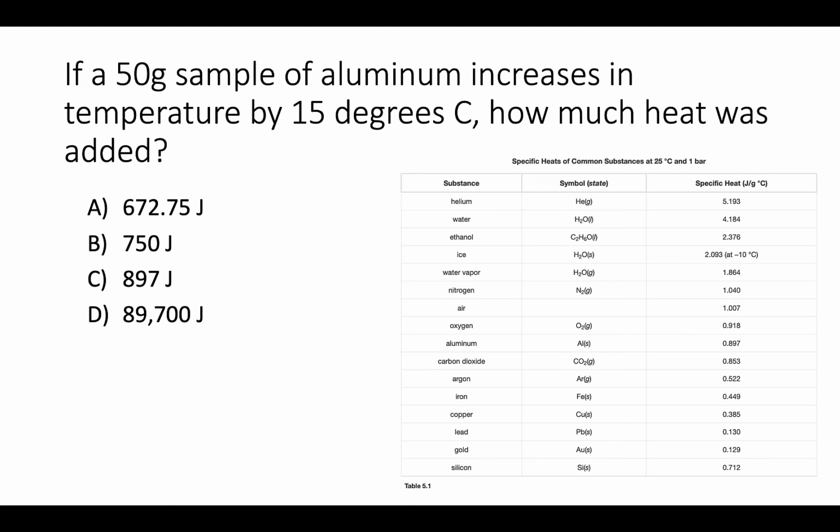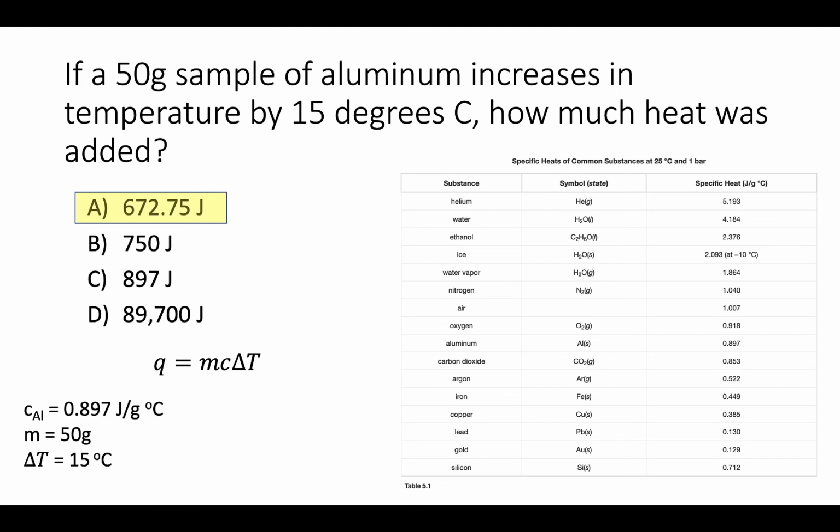All right, hopefully you were able to come up with a solution. This is the correct one, the 672-ish joules. And we get this again from Q equals mc delta T. And we start with the specific heat capacity for aluminum, which we want to get from this table. So it's 0.897 joules per gram degree Celsius. We can see that for solid aluminum. The mass is 50 grams. The change in temperature is an increase of 15 degrees Celsius, so positive, which will make Q be positive as well, which is a good thing because we're absorbing heat. And so therefore we calculate based on Q equals mc delta T, and we obtain our final value.